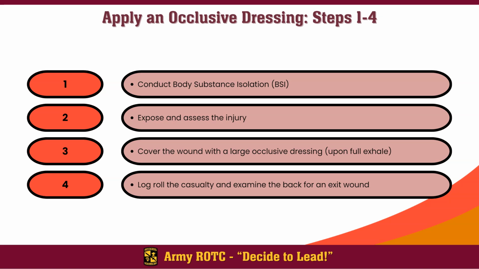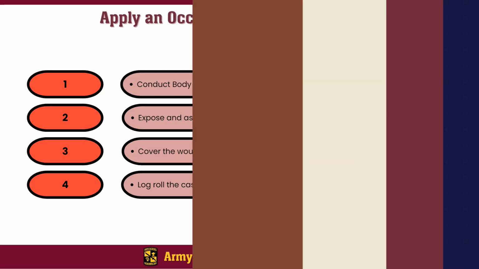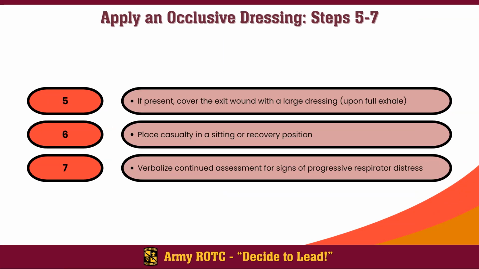Then you'll take that clear dressing, cover the wound, wait for the casualty to do a full exhale before you fully stick it down. Then you're going to actually log roll that casualty, and don't forget this step, to examine the back for an exit wound. Because likely there's a high chance that there's going to be an exit wound that you'll need to take care of as well. So in step 5, if there is an exit wound, you're going to also cover that with another occlusive dressing once they take that full breath out.